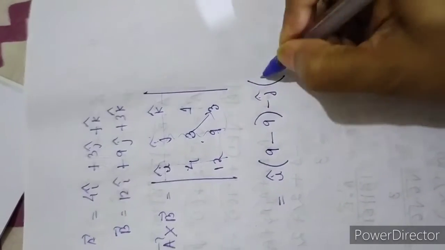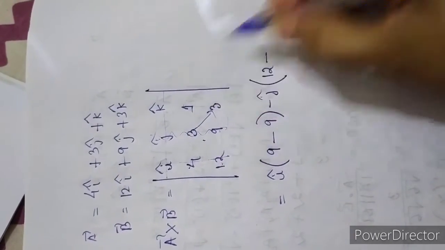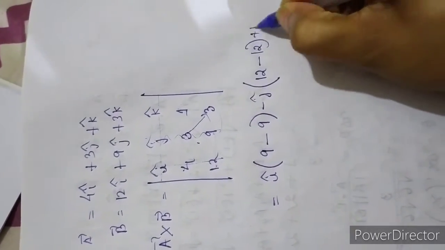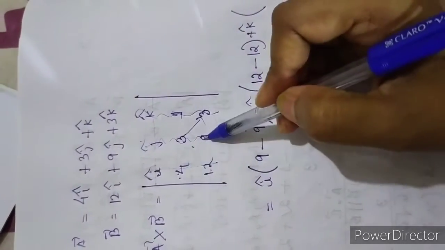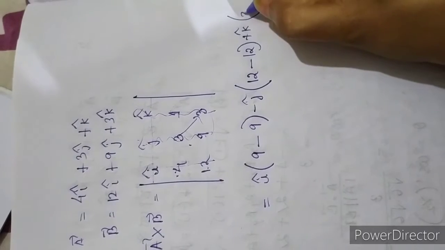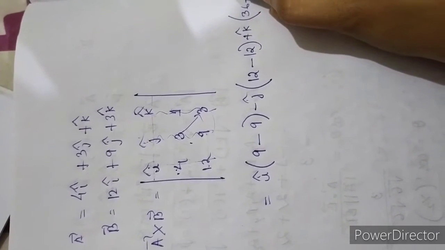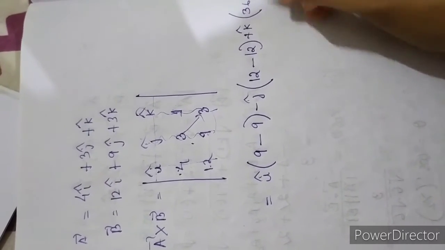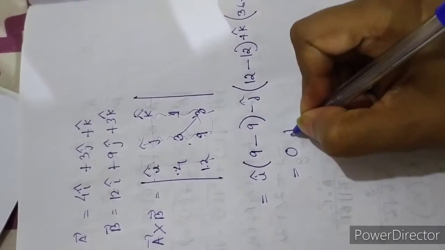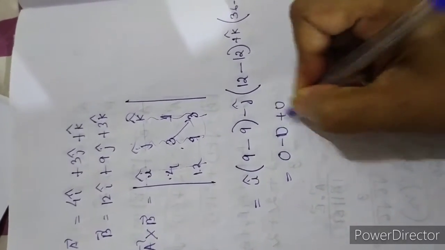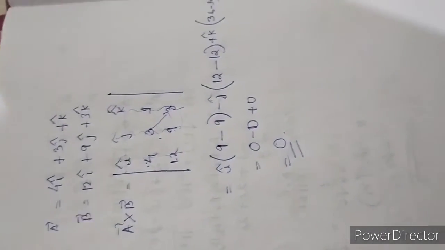4 into 3 is 12, minus 12 into 1 is 12. Plus k cap. Then when I have taken k, this is not there. So 4 into 9 is 36, minus 12 into 3 is 36. So what happened? 9 minus 9, 0. Again 12 minus 12, 0 minus 0. Then plus 0. So my answer is 0. That is, the two vectors are perpendicular to each other. So we have proved it like that.